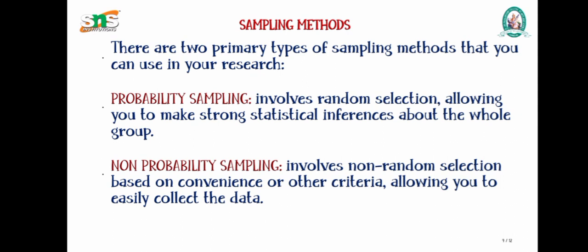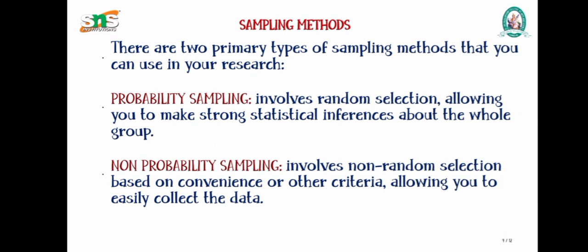A convenience sample simply includes the individuals who happen to be most accessible to the researcher. This is an easy and inexpensive way to gather initial data, but there is no way to tell if the sample is representative of the population, so it can't produce generalizable results. And the second one is voluntary response sampling.